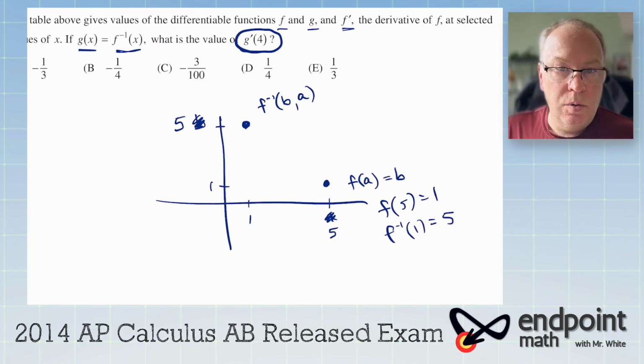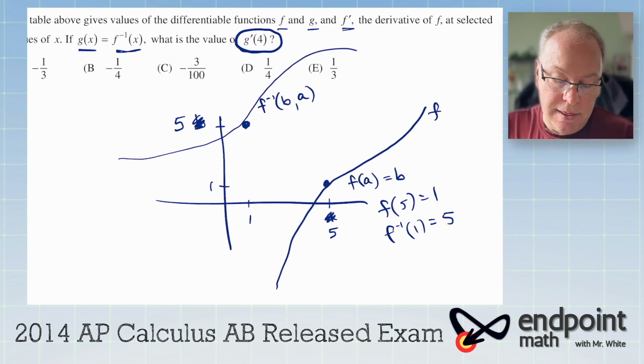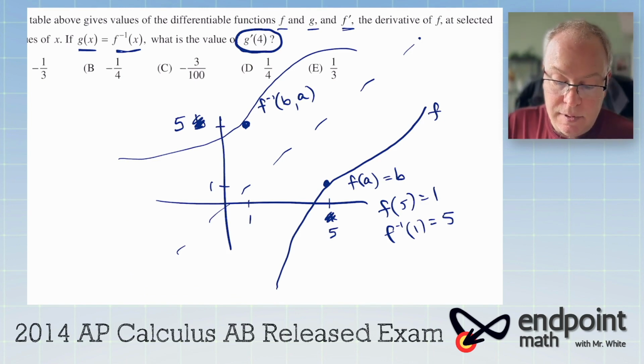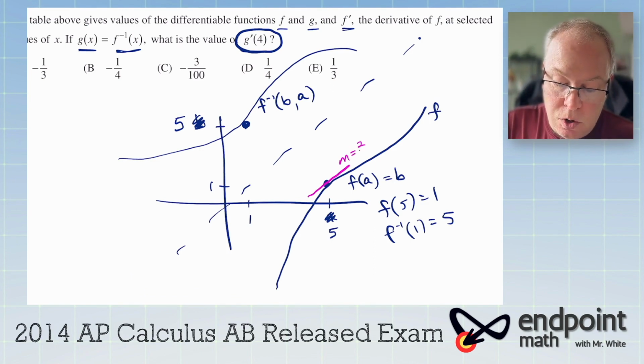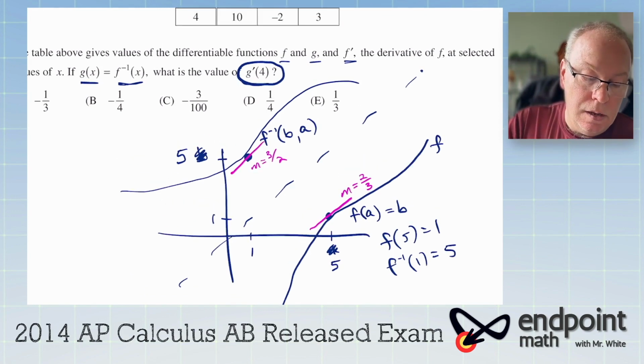Do you remember what's true about the slopes? So let's say this is f. What does the inverse look like? The inverse is symmetric across a 45. So if the slope here, I'm just going to make up numbers, okay? So if the slope here is up 2 over 3, then over here it's going to be reversed. It's going to be up 3 over 2. It's the reciprocal. So we're going to need all that information in this problem.